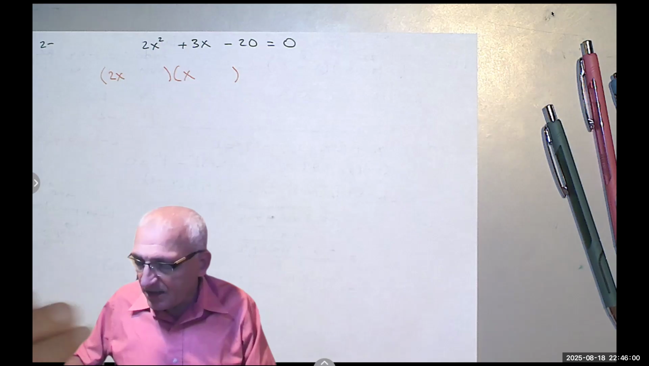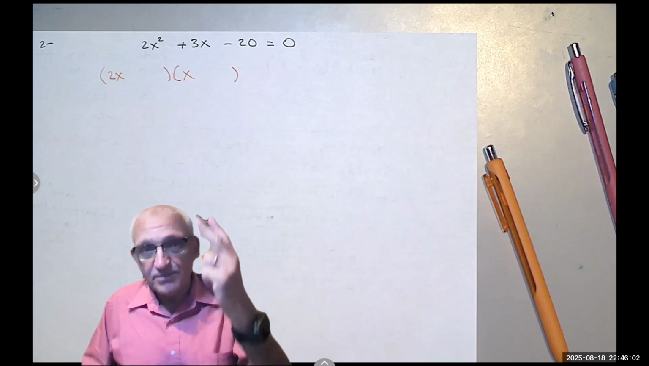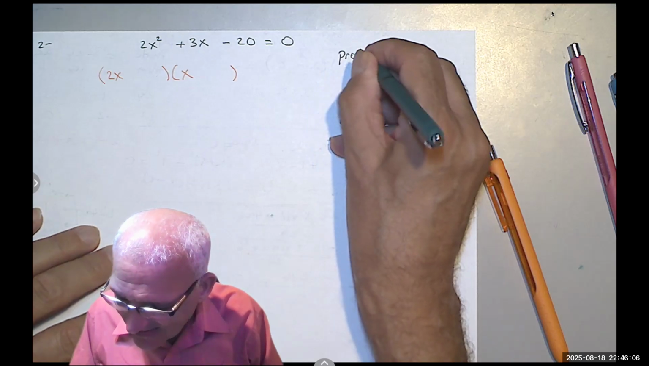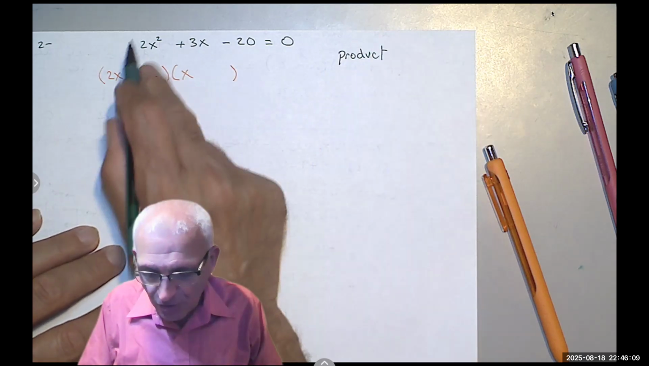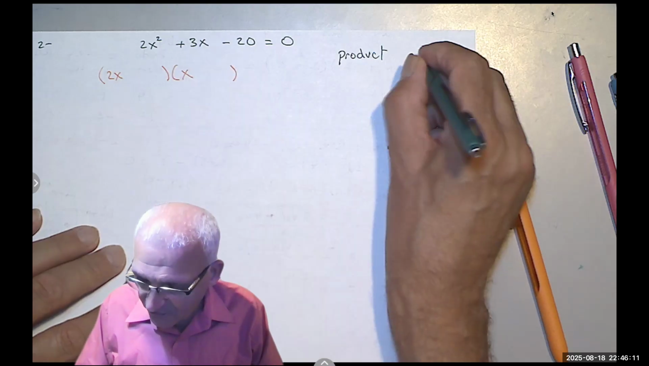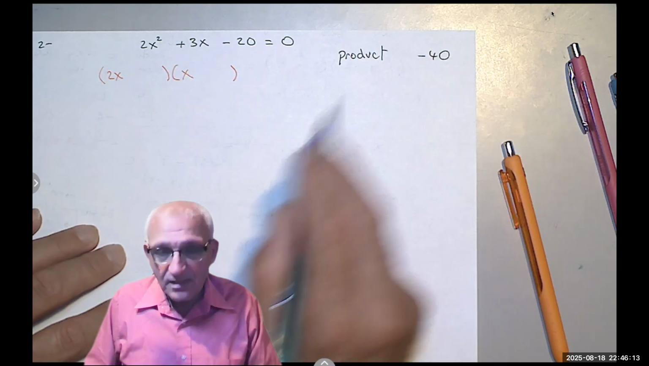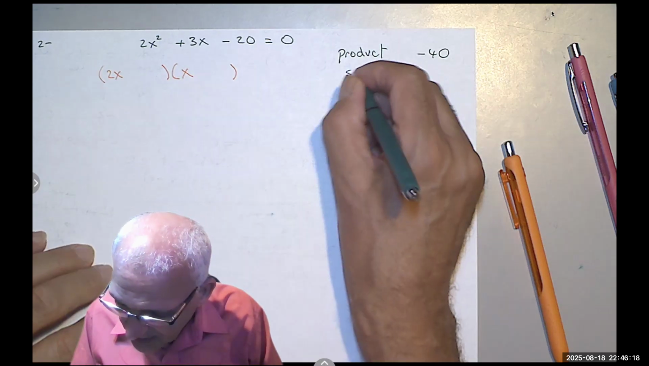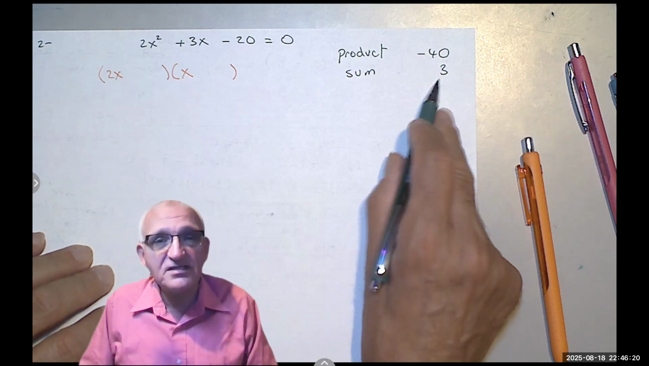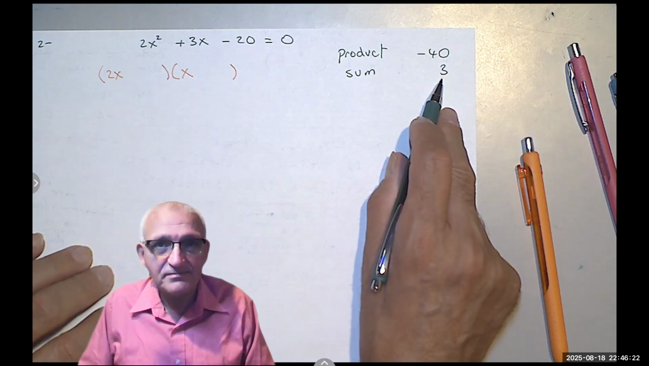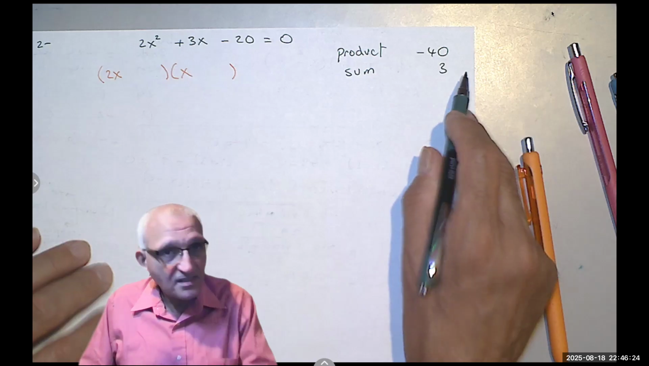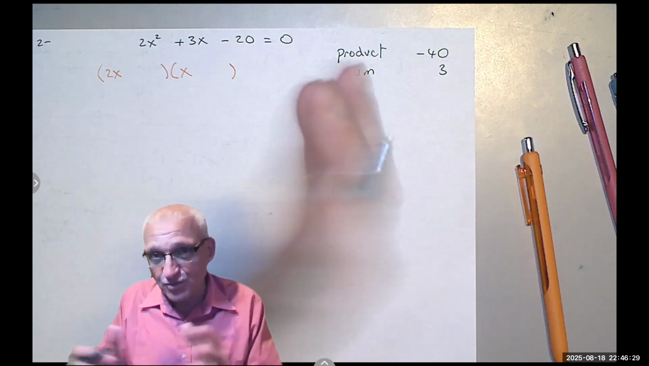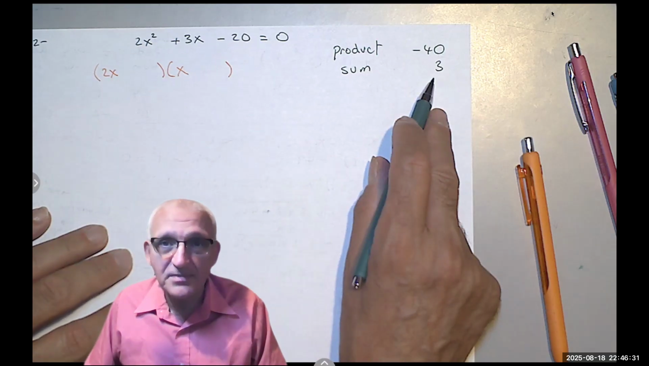Okay. Now, we see I need two numbers such that their product is a times c. A is 2. So 2 times negative 20 is negative 40. So one is positive, one is negative again. And their sum is 3. So the bigger is positive. So I subtract two numbers, but their sum is positive.